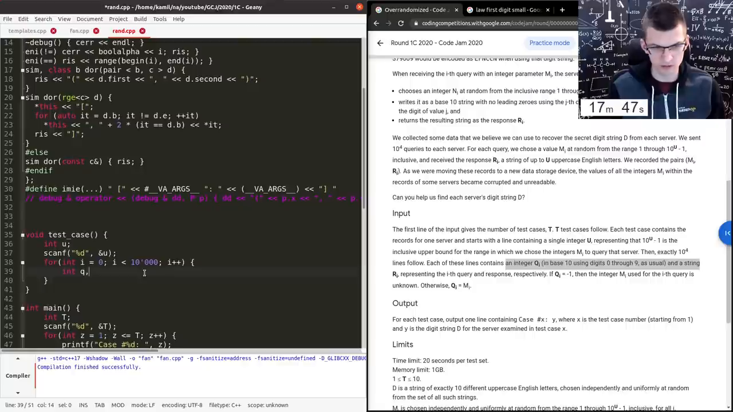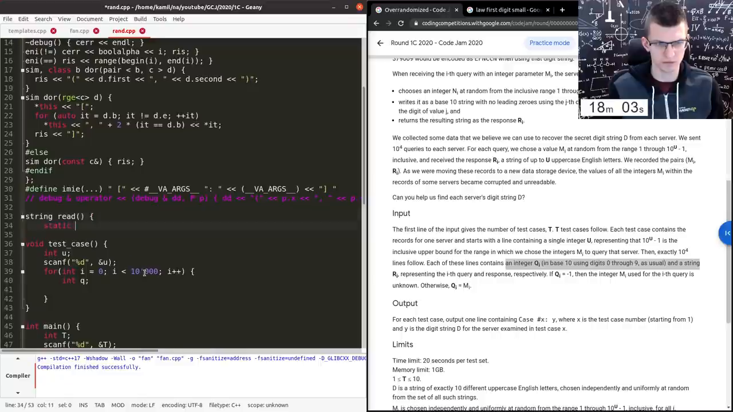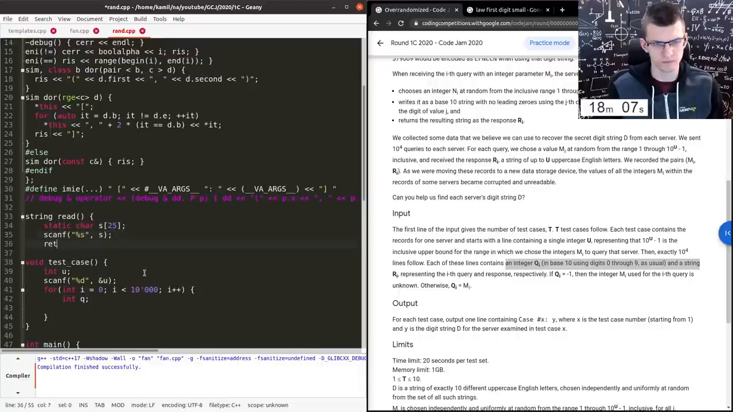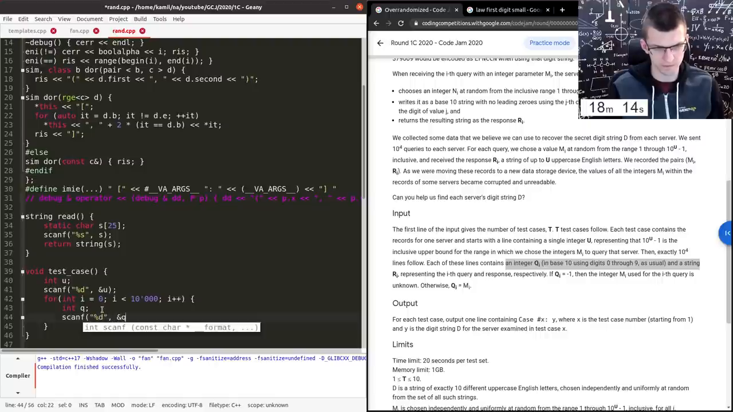But an integer might be minus one, so we will not use it. There is this annoying thing in C++. If you read with scanf, you cannot really read a string. I'll create a function for that. Now we have something that reads a string. Q might be minus one, I don't care. And then there is a string.